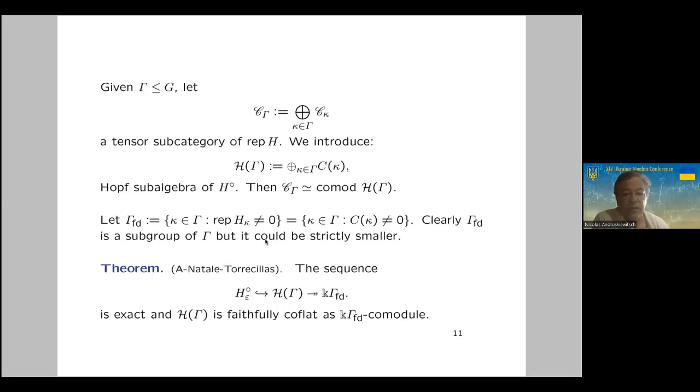Okay, anyway, the theorem that we have proved with Blas and Sonia is that the sequence H gamma projects onto K of gamma FD, and the kernel is the finite dual of the Hopf algebra H epsilon that I introduced before. Then we proved that this sequence is exact and that H gamma is faithfully coflat as K of gamma FD comodule.